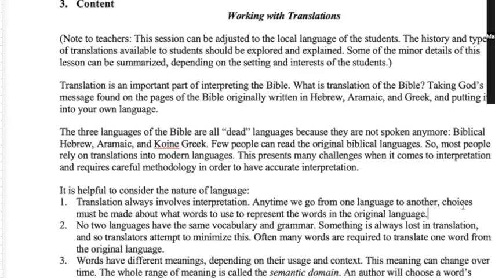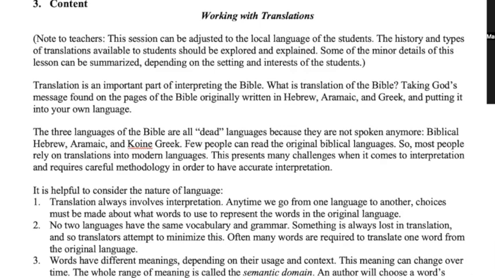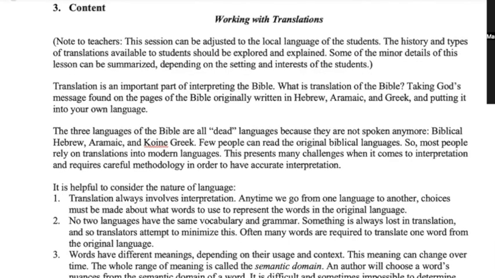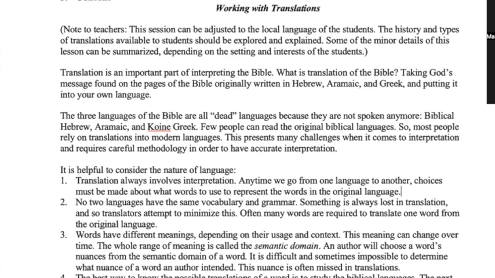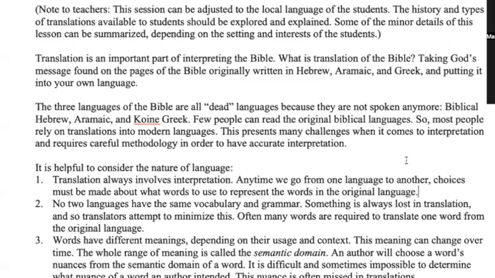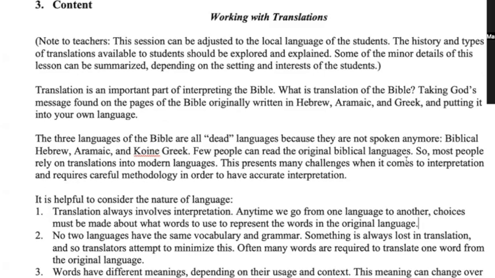Working with translations and what it means to have different translations of the Bible. One of the topics of this class is how did we get the Bible, and then what do we do with the Bible? So I have some notes up here that you can follow along, and hopefully it'll be a little easier for you. I can also give you a copy of these notes if you like.